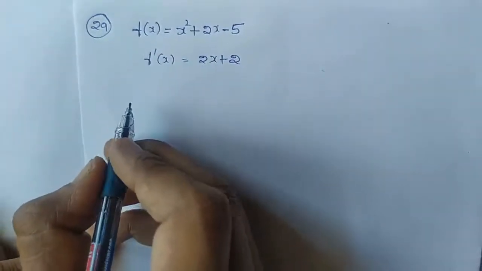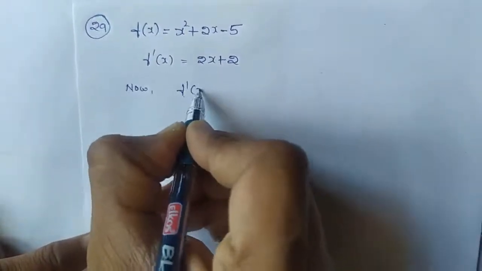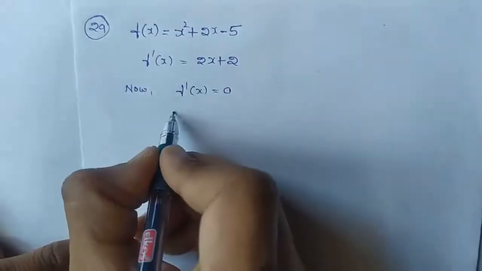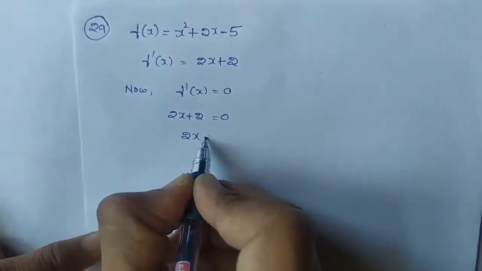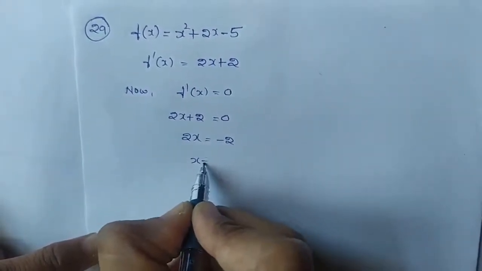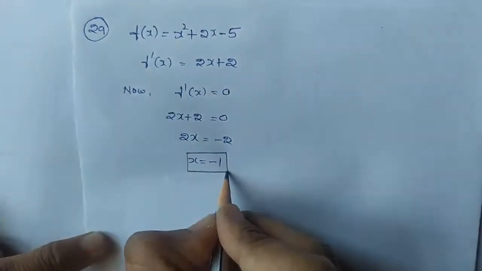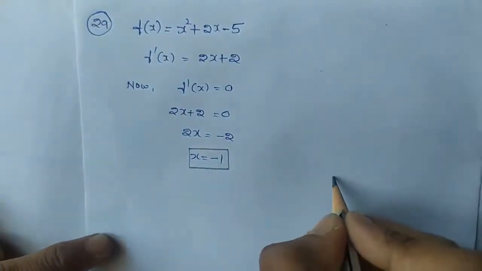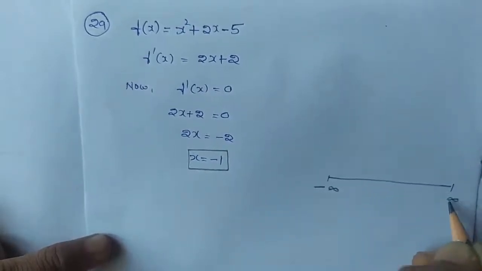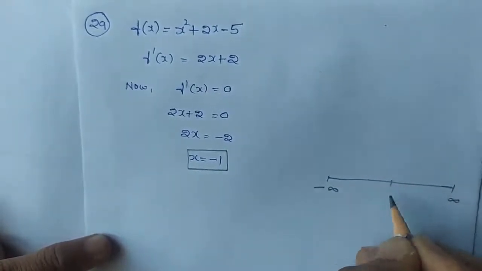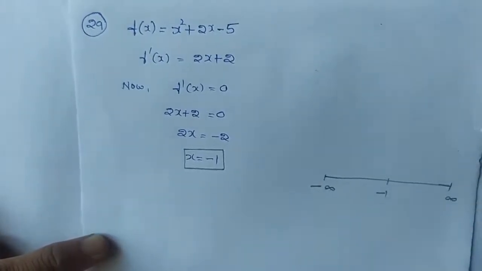Now equate f dash of x equals 0. F dash of x is 2x plus 2 equals 0. Find out the value of x. 2x equals minus 2. Therefore, x equals minus 1. We have to find the intervals. So, intervals will be like minus infinity to plus infinity. It is a real line. Minus 1 is in between this. Minus infinity to minus 1, minus 1 to infinity.